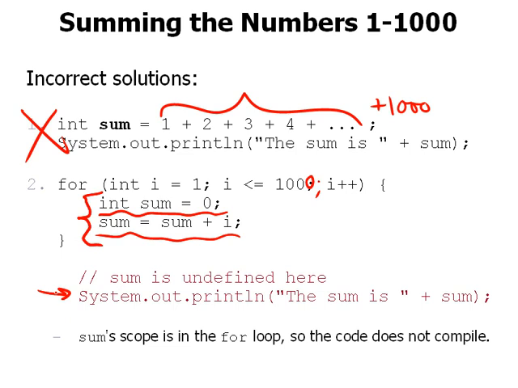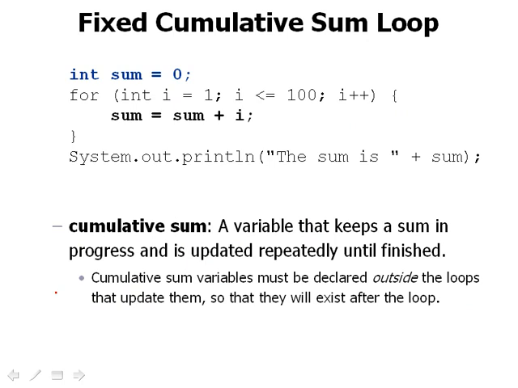So that's no good. In fact, the program doesn't even compile. So what we really need to do when we do a cumulative sum is to declare our sum outside the loop because we only want one sum variable. If you don't want it to be done repeatedly, you shouldn't put it inside the for loop. And then for each of the integers between 1 and 1,000, we will add that integer I to the sum and then restore the result back into the sum variable.